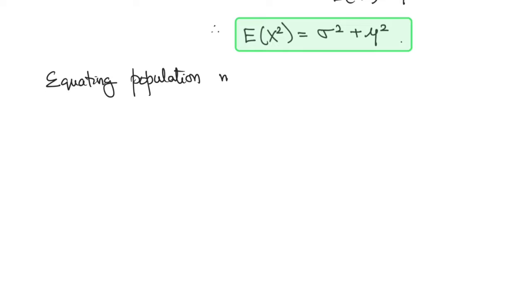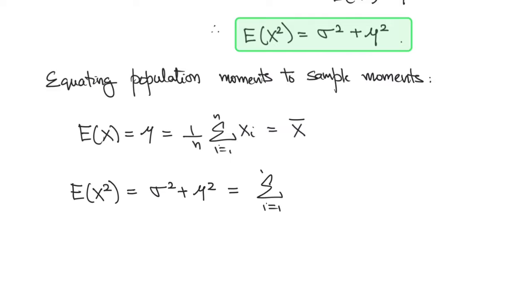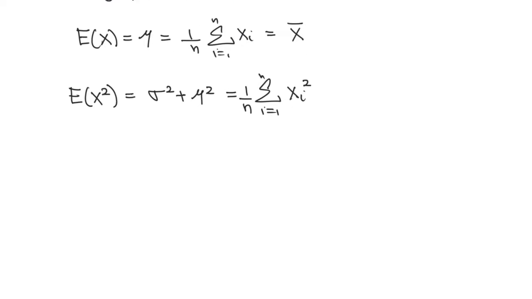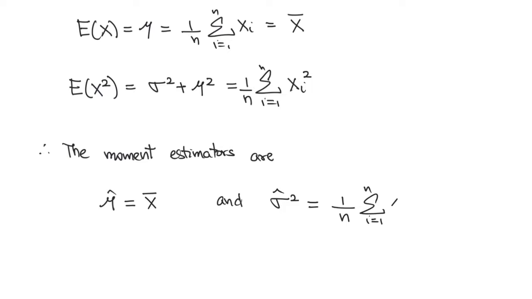If we equate the population moments to the sample moments now, we get that the expected value of X, that is mu, would have to equal x bar, which is the first sample moment, and we would have the second population moment, that is the expected value of X squared, equal to the summation of xi squared divided by n. In this setting, the moment estimators are exactly given by the following equations. Mu hat equals x bar and sigma squared hat equals the following equation.